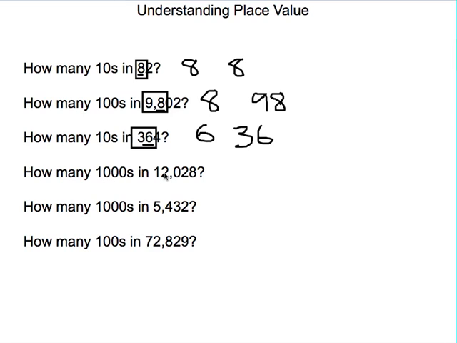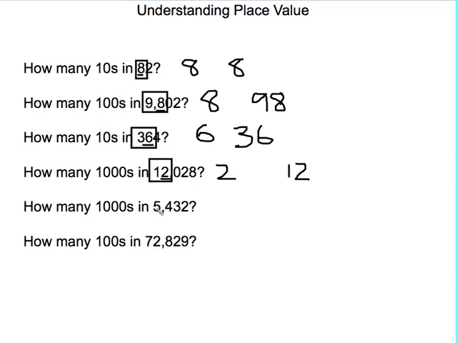How many thousands are in 12,028? Well, I have ones, tens, hundreds, thousands. I could say that there are 2 thousands and that'd be fine. But if I wanted to make a bigger chunk, I would take that 2,000 and include everything, is it to the right or to the left? That's correct, to the left. And I could tell you that there is actually 12 thousands. 12 thousands, 0 hundreds, 2 tens, 8 ones.